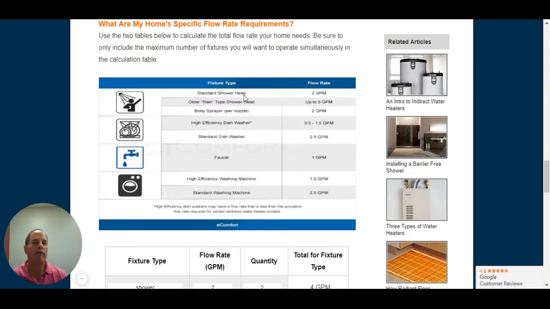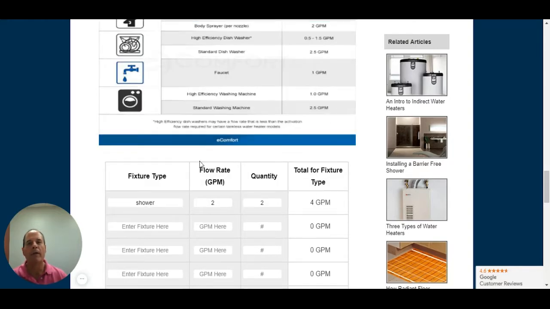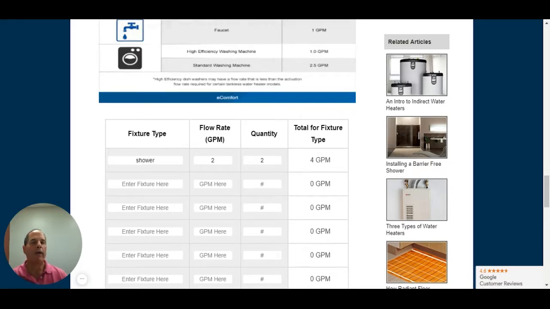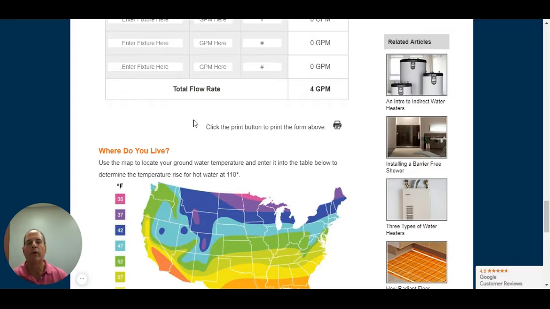A standard shower head, for instance, is going to use 2 gallons per minute, whereas a standard faucet uses 1 gallon per minute. When you take into account all of the faucets that you want to have on in your home at the same time, you add them up into the guide here. And in this case, I have 2 showers at 2 gallons per minute, a quantity of 2, so we're going to have 4 gallons per minute running at the same time. So we know what our flow is going to be.